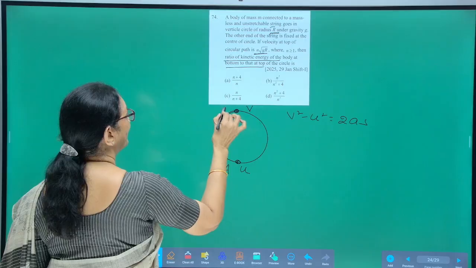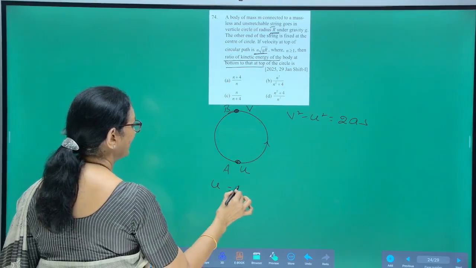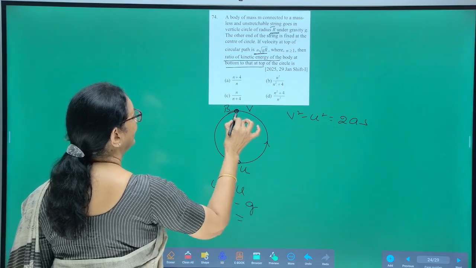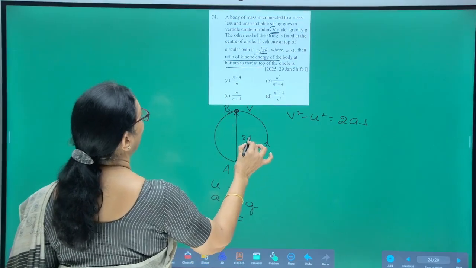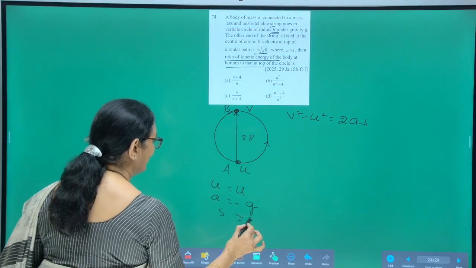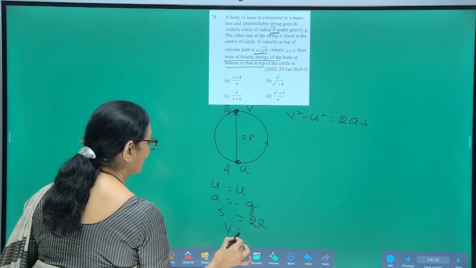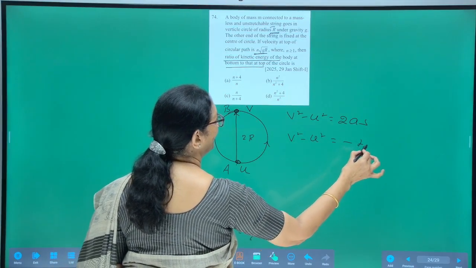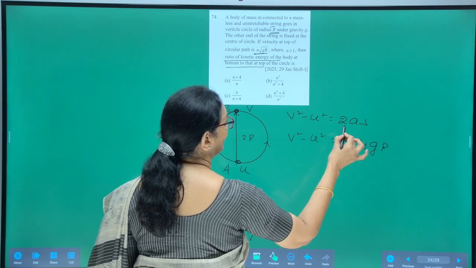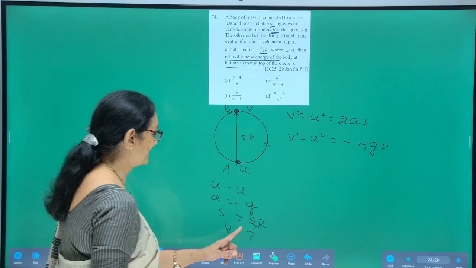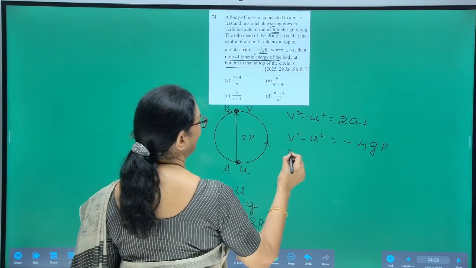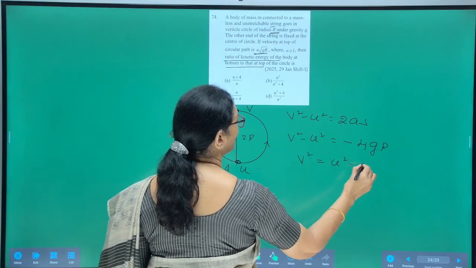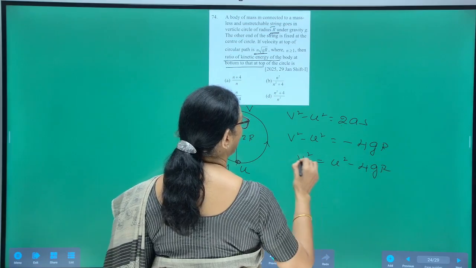Here as it moves from the point A to B, u is equal to u, a is equal to minus g, s is equal to, this height is 2r, if r is the radius, this becomes the diameter. 2r, v is how much? So, v square minus u square is equal to minus 2g into 2r, that is minus 4gr, in place of s we have taken 2r. So, from this, v square, velocity at the highest point, is u square minus 4gr.